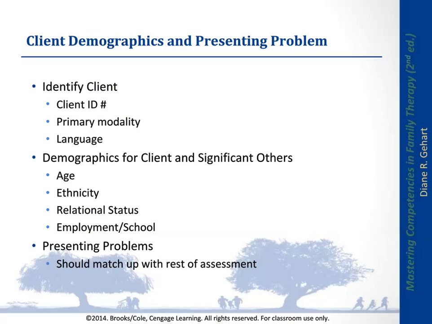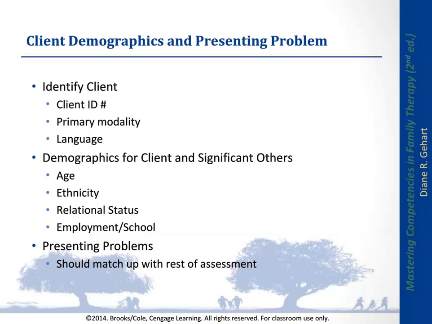Generally, you'll indicate what type of modality, whether you're doing individual, couple, family, or group work, and also specify which language you are working in. The general demographics for clients include age, ethnicity, relational status, which can include sexual orientation, and their employment and/or grade in school. And sometimes there's other significant information such as immigration status.